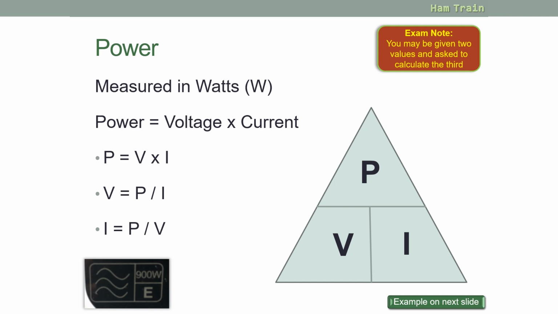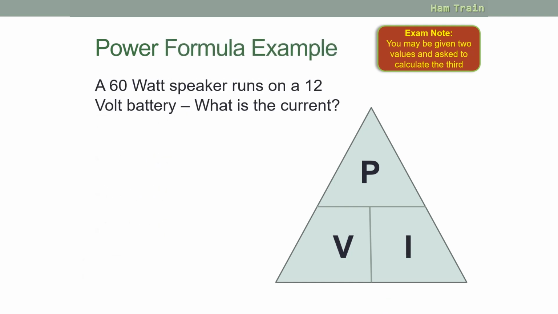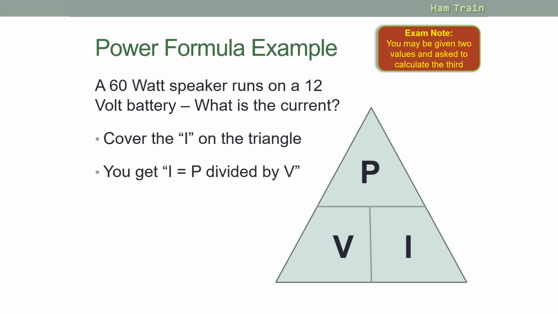Let's look at an actual example of that. So let's take a 60 watt speaker, which is running from a 12 volt battery. What is the current? We have the power, we have the voltage, and we want the current. So we put our thumb over the current, the I, and that would give you P over V. So let's look at that example. Cover the I, and you get I is P divided by V. That would mean that the current is 60 watts, being the power, divided by 12 volts. So the answer, a nice simple 5 amps.